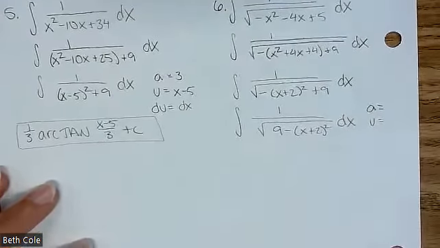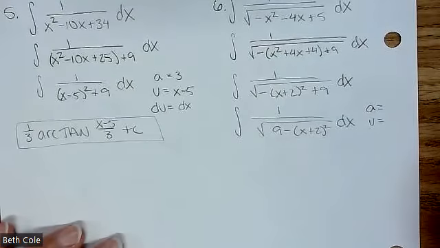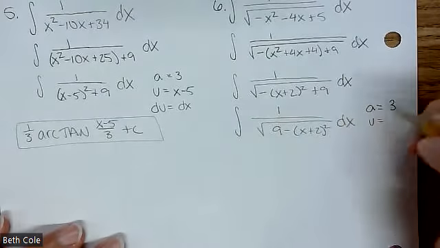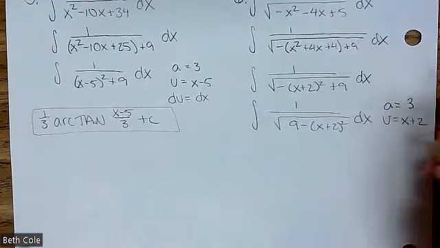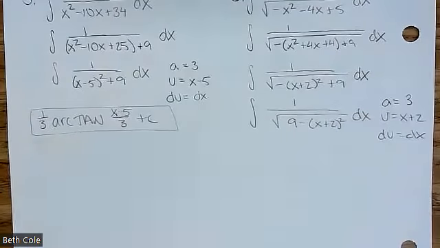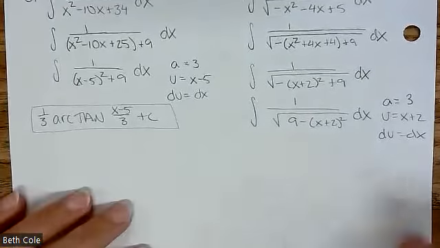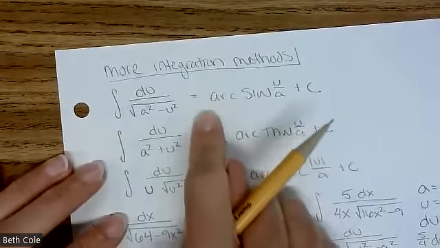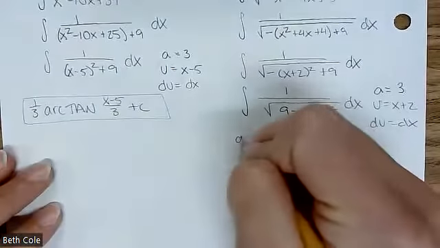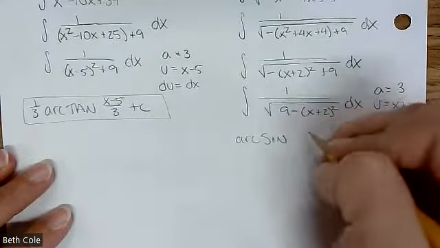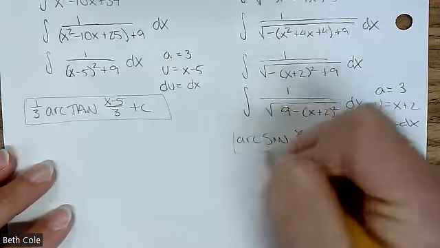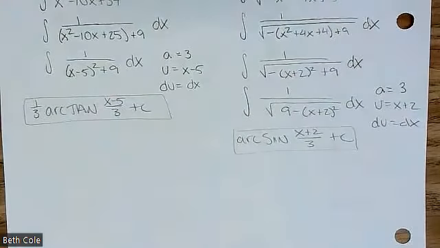So what would be A for this? 3, good. U would be x plus 2. And so du would be dx. And we already said it's arc sine, so you can kind of just write the answer. Now, arc sine does not have that little fraction out front, so just don't put that. It'll just be arc sine of what? Yeah, u over a, so x plus 2 over 3 plus c. So sometimes you have to complete the square in order to make it work. Okay, it's just divide by 2 and square.